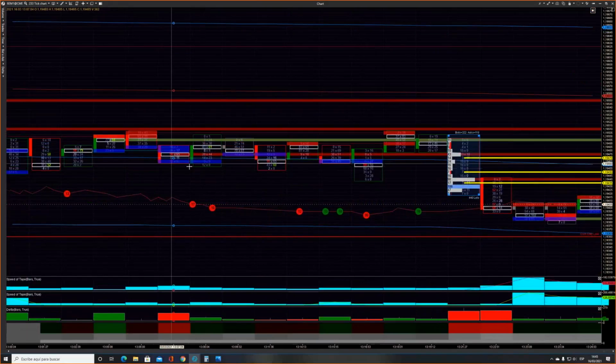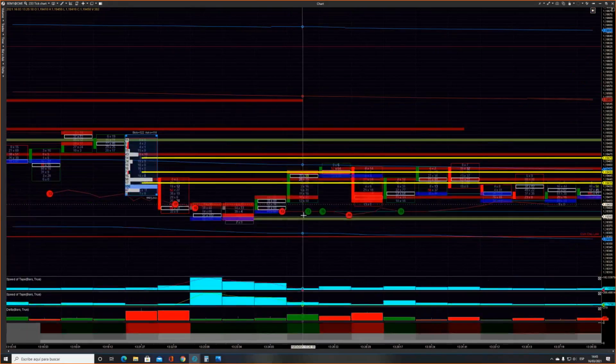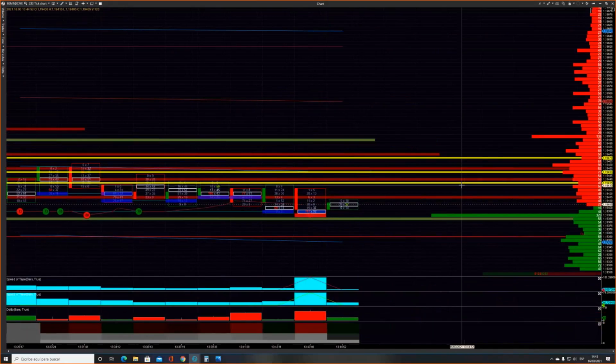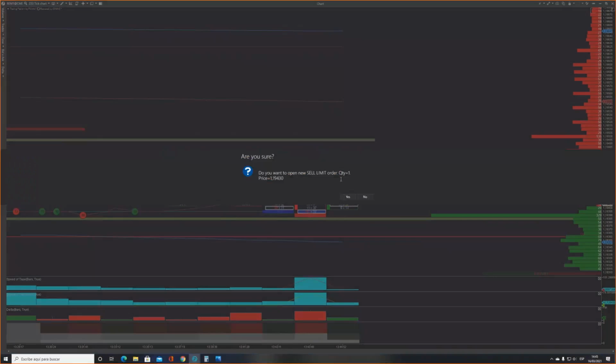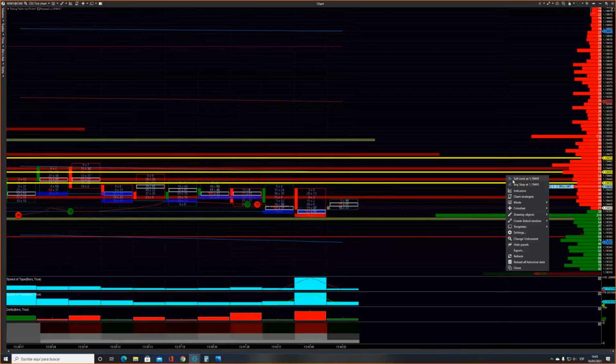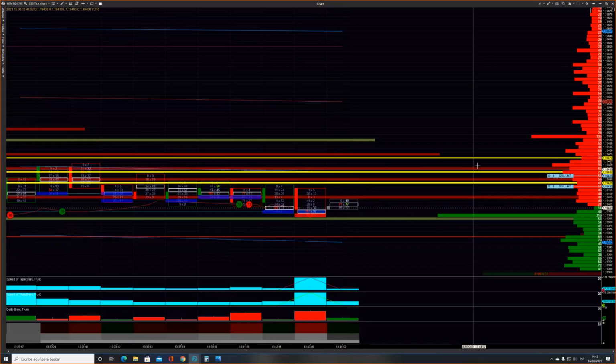We also have some price imbalances that might also protect our entries. So I'm going to place these 3 entries for the moment, just one contract, right? Just below the slight volume area.